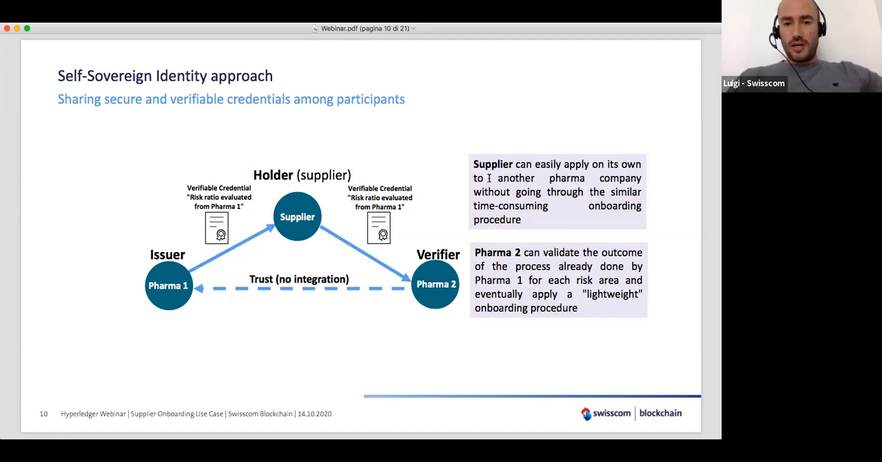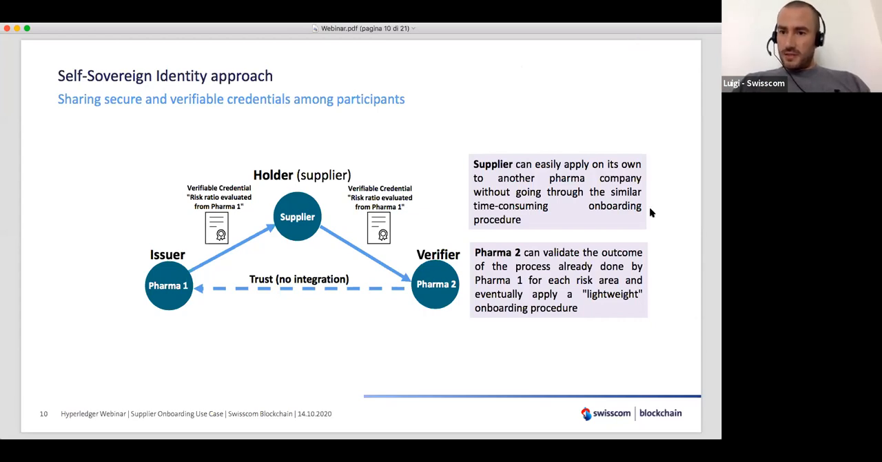Now, the benefit you can imagine in terms of a business perspective: Pharma 2, whenever it receives a verifiable credential from the supplier stating that the supplier has been onboarded and screened by another pharma, can decide what to do with this information. They can decide if they would like to run a lightweight onboarding procedure, for example, or for any specific reason, they want to keep having the full onboarding. So this is still up to the pharma, to the verifier. But applying this model to this use case, we identify this possibility to reduce cost, because now we are not just talking about transporting data and reusing data, but we are also talking about transporting trust and reusing trust to reduce cost.